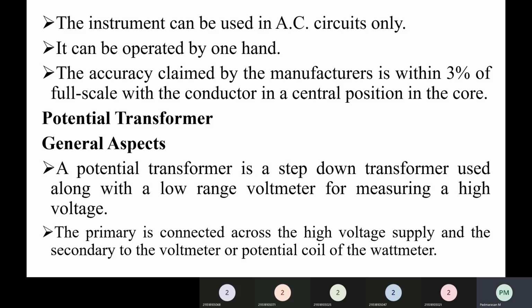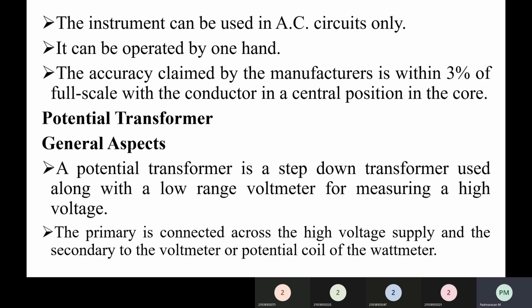So these are the various characteristics of the current transformer. So far we have discussed the current transformer construction, operating principle and characteristics. Next we will see the potential transformer construction, operation and its characteristics also. First we will see the general aspects of the potential transformer. A potential transformer is a step down transformer used along with a low range voltmeter for measuring a high voltage.